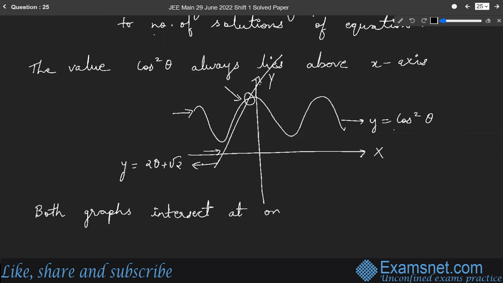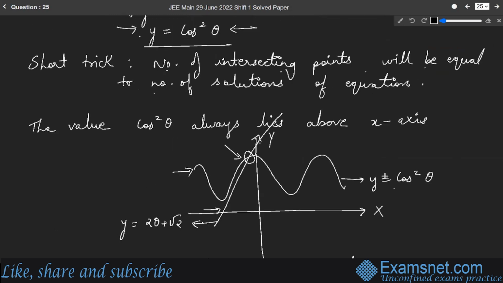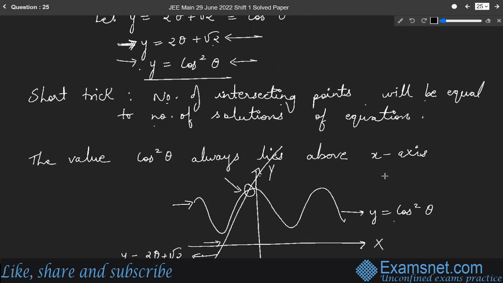Okay, so it means that the intersecting points are only one. There is only a single intersecting point for both these graphs. So the number of solutions for this equation will also be 1, because the short trick is that the number of intersecting points will be equal to the number of solutions of the equation. And we know that the number of intersecting points for this particular graph is 1. So the number of solutions will also be 1.